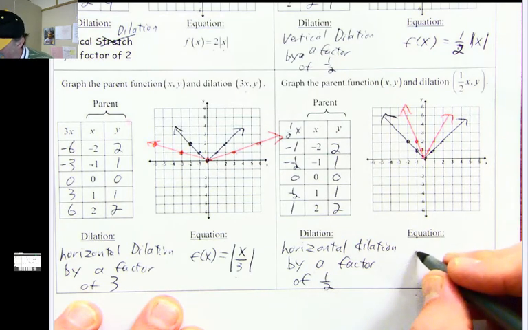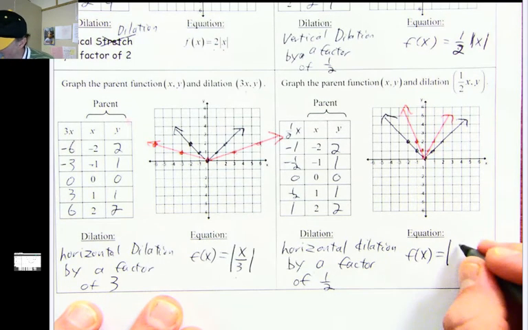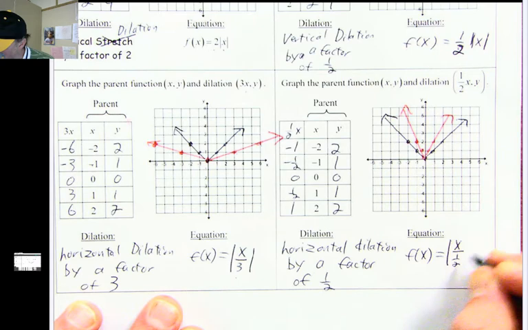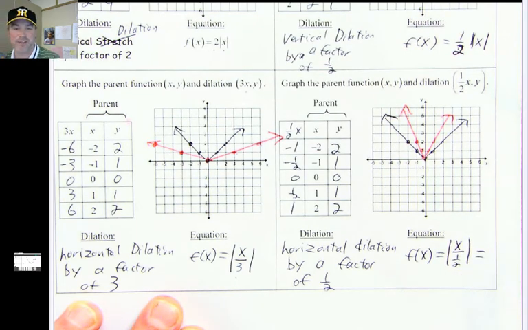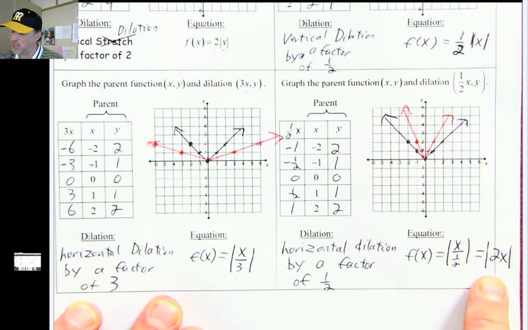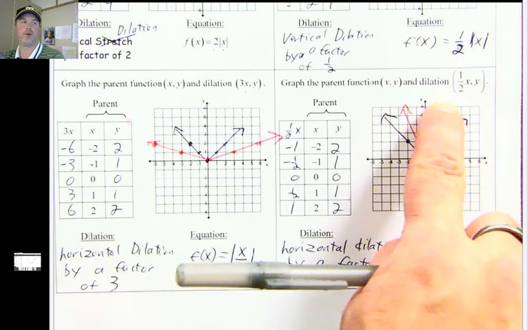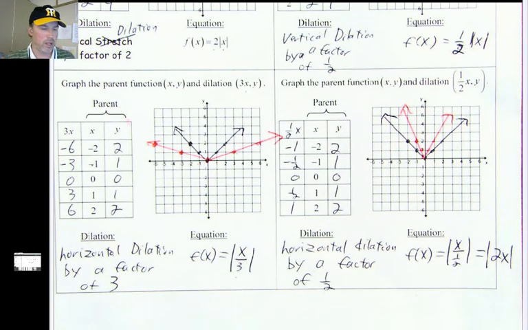Which would mean in the equation it's f of x equals, now in this case we divided by this 3, so it's x divided by 1/2, but that looks really awkward, and x divided by 1/2 is the same thing as 2x. So something to be careful of is that if you have this 2x, you might look at this and think horizontal dilation by a factor of 2. But no, this is a horizontal dilation by a factor of 1/2, meaning you're going to multiply the x coordinates by 1/2.